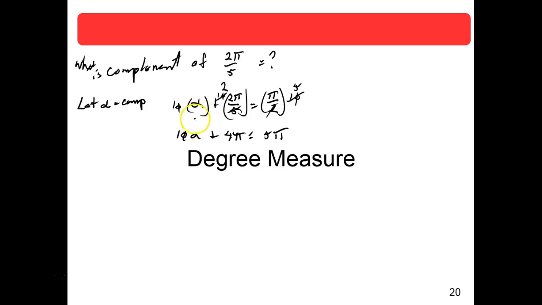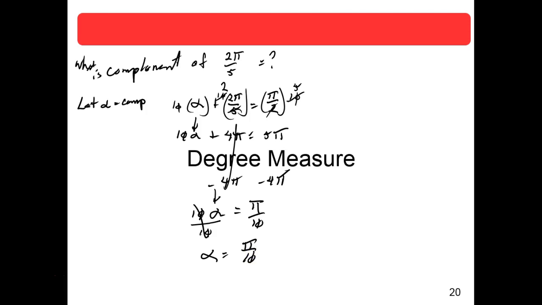Okay, we want to figure out what is alpha. So let's subtract 4 pi from both sides. These go to 0, and you get 10 alpha is equal to what? Pi. And then if we want to know what alpha is, what do we do? Divide both sides by 10, and there you have it. Alpha is equal to pi tenths.